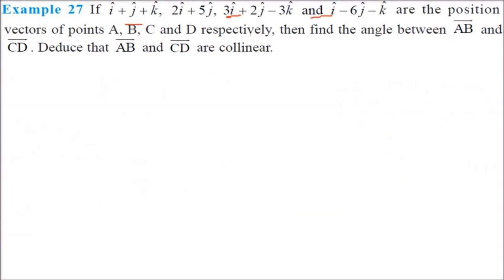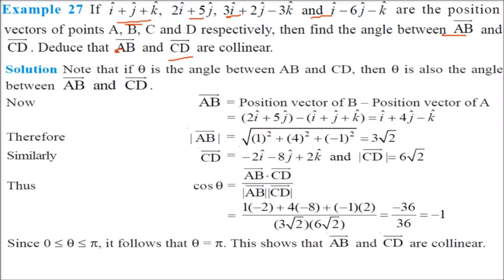So we have 3. 1, 2, 3. These are the position vectors of points A, B, C. No, they are 4. So A, B, C, D. So these are the position vectors. We have to find the angle between AB and CD. These are vectors. And we have to deduce that AB and CD are collinear.